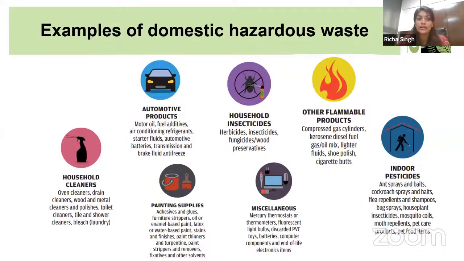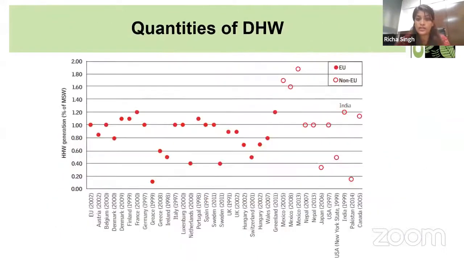So what could be the ideal examples of domestic hazardous waste? There could be n number of products that can be classified as domestic hazardous waste, but these are some of the examples that I have tried to put out here. We have household cleaners, which are potential domestic hazardous waste once they attain their end of life. The empty bottles of pesticides, then the flammable products, the painting supplies, and all of that is considered under the category of domestic hazardous waste.